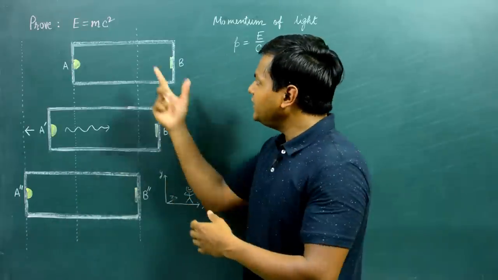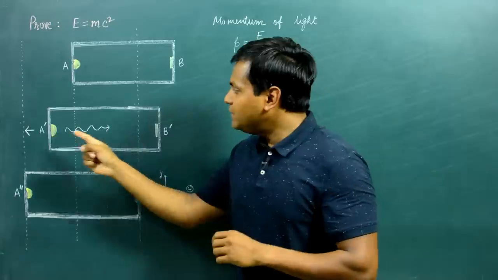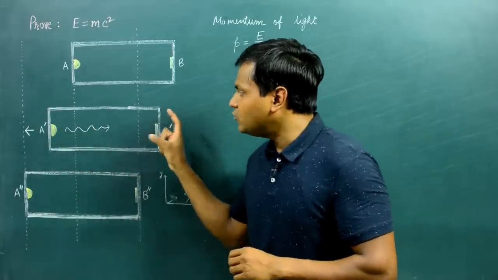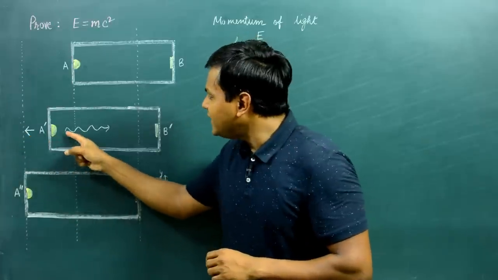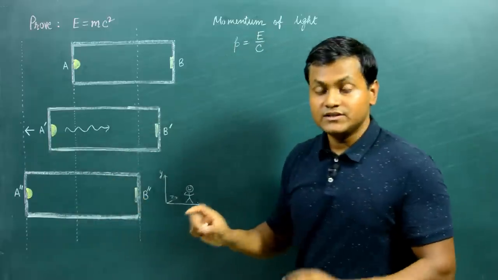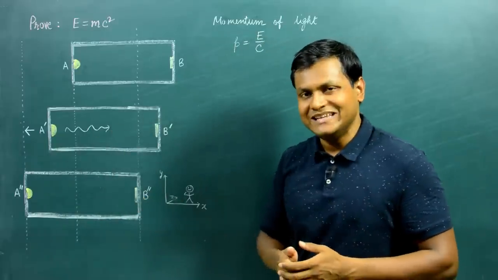So initially the container was at rest, but when a light beam is emitted inside, the container will experience recoil and the container will start moving towards the left hand side direction. As light reaches the other end, both will again come to rest. So this happens because of conservation of linear momentum.